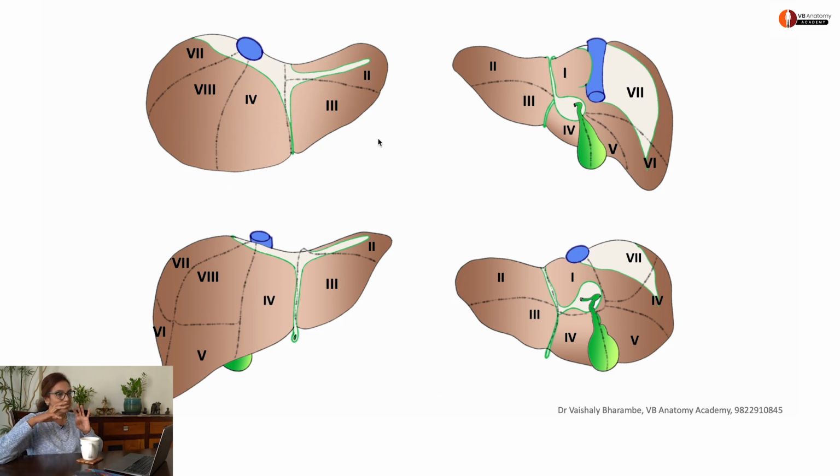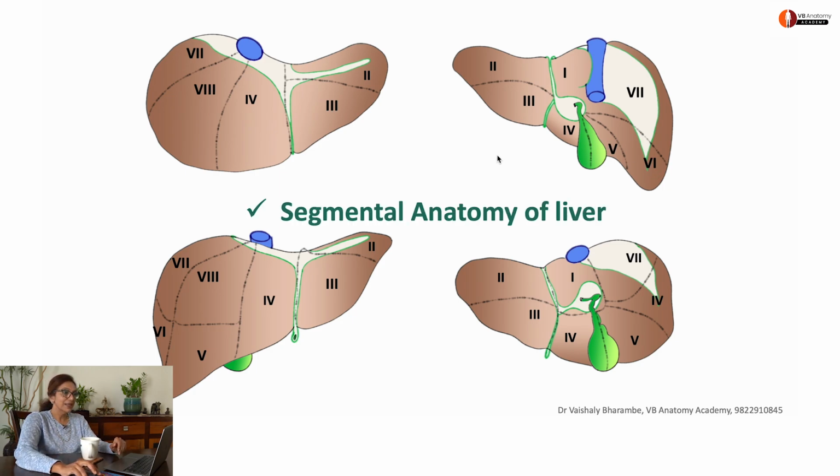So when you look at the liver from different angles, different segments are visible. For example, if you're looking from the top, only the superior segments will be visualized well. If you're looking from anteriorly, the posterior most segment, 1, is not seen at all. If you're looking from below, then maybe some other one is not seen at all. So that's how from different angles, different segments are visualized. This is the segmental anatomy of the liver.